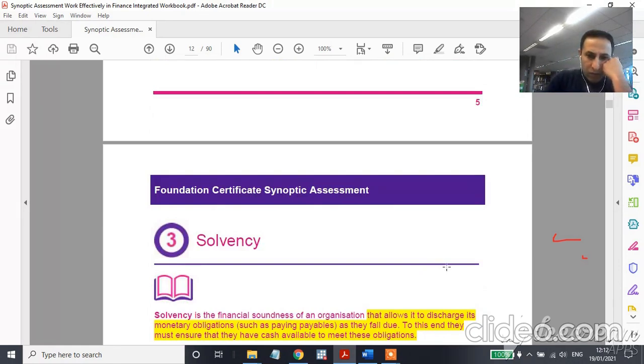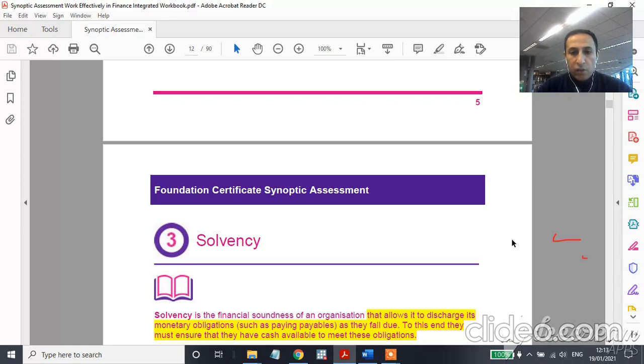The third topic from chapter 1, the role of the finance function, is solvency. Solvency is about focusing on the availability of cash. So as a finance team or finance officer, you need to ensure that you have sufficient availability of cash. Why? Because cash is the lifeblood of any company.